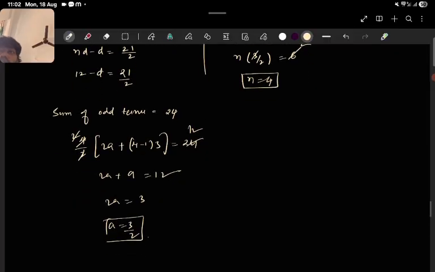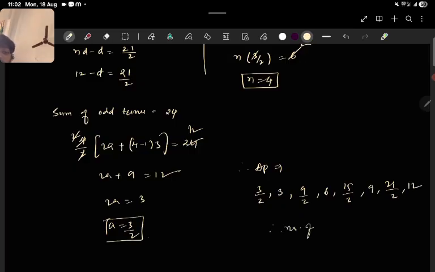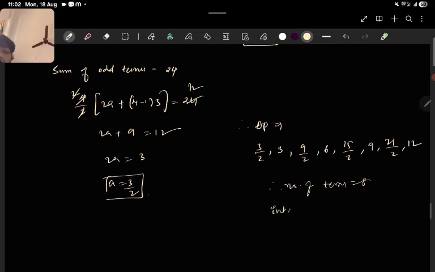Now they are asking how many integer terms there are. So what is the AP? The first term is 3 by 2 and the common difference is 3 by 2, so the second term is 3 by 2 plus 3 by 2, which is 3. Then 9 by 2, 6, 15 by 2, 9, 21 by 2, 12 and so on. Therefore the number of terms is 8 and the integer values are 4.